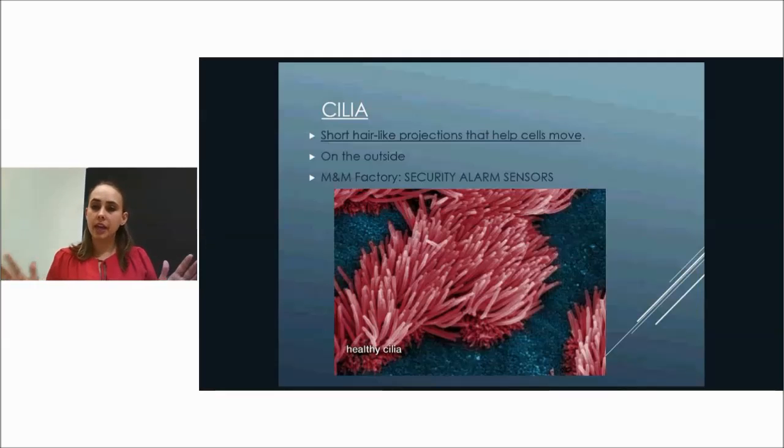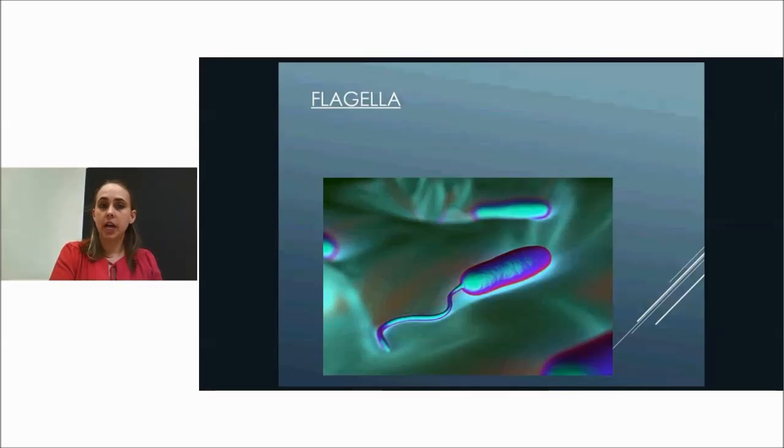So they help with sensing things that are nearby, and they also help a little bit with movement. And they can be in all types of cells: plant, animal, and bacteria. Flagella. These are long whip-like tails that help cells to move. Flagella are going to be seen in animal cells on sperm. They're the most famous example of a cell that has flagella, and they're also going to be on bacterial cells.